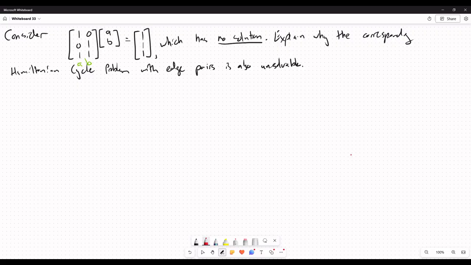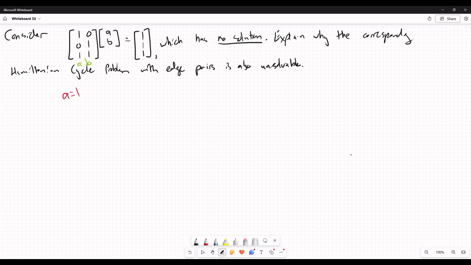So remember that multiplying by this A B here is kind of like picking columns. If A equals 1, that's like I'm picking the first column. If B equals 1, that's like I'm picking the second column. So if I want to have a 1 in this first row, that means I'm going to need to pick my A column, because that's the only place that has a 1 in the first row. So I would need to have A equals 1.